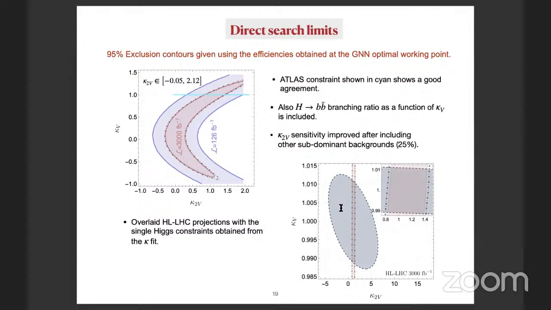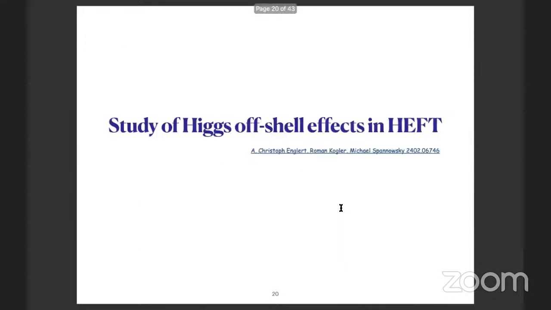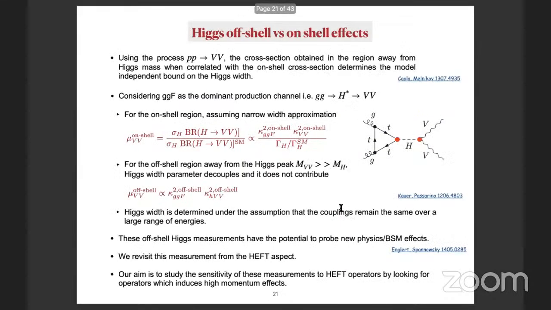So till now, I have discussed the constraints on the new physics parameters which appear in the leading order Lagrangian in HEFT. Now I'll move to the higher dimensional operators. For higher dimensional operators, I'm going to consider the massive electroweak production of gauge bosons, the process gluon gluon to Higgs to VV. Back in 2012, in this work by Kauer and Passarino, this particular process was used to get the model independent bound on the Higgs width.